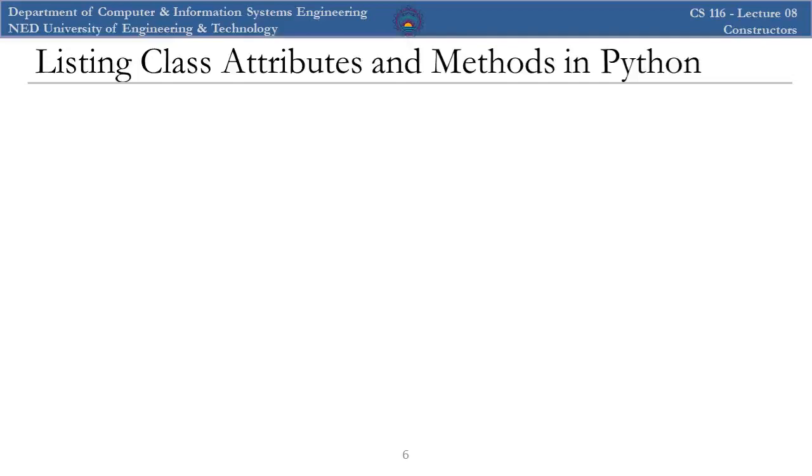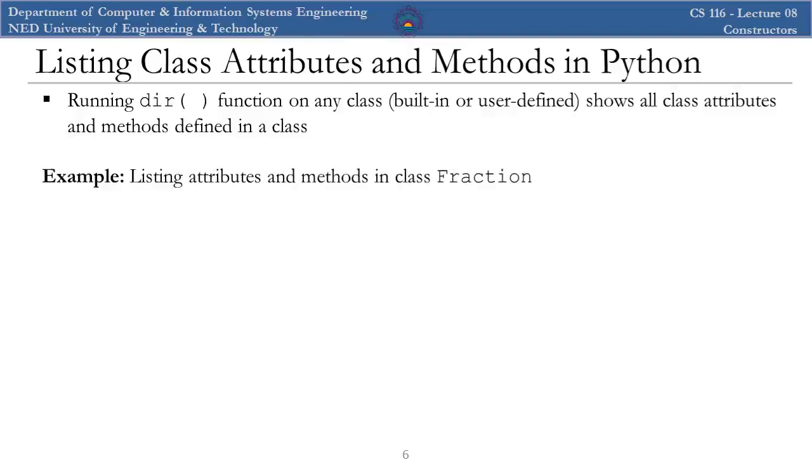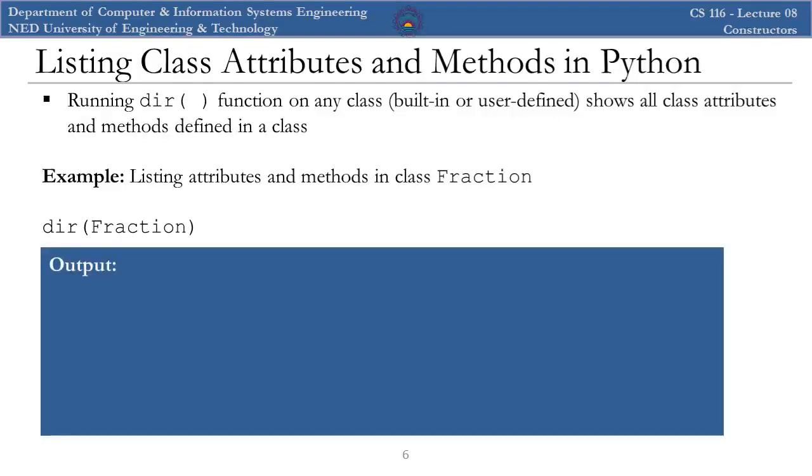How can we list class attributes and methods? For this, we'll use a built-in function directory, or dir, simply dir, and whatever class name or object name that you write inside these round parentheses. This function will list all the class attributes and methods for that entity, right? So let's try this on this class fraction. I can write this dir and then name of my class in round parentheses, and this is the output that it generates.